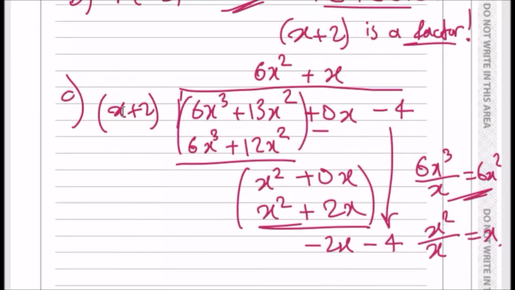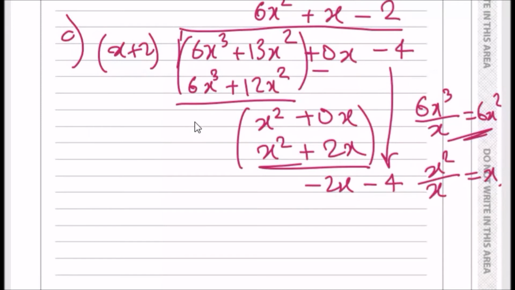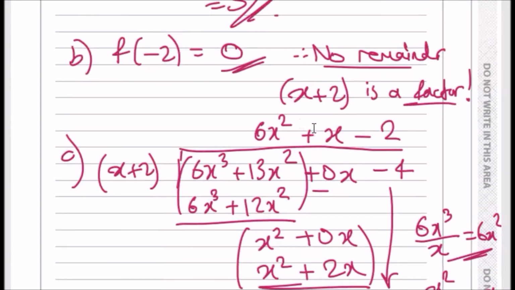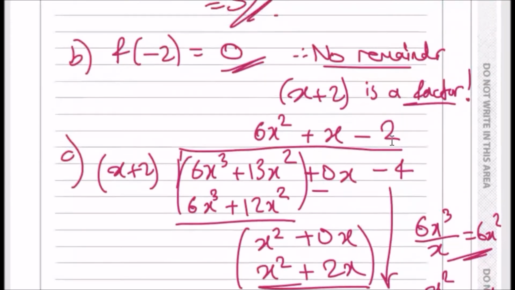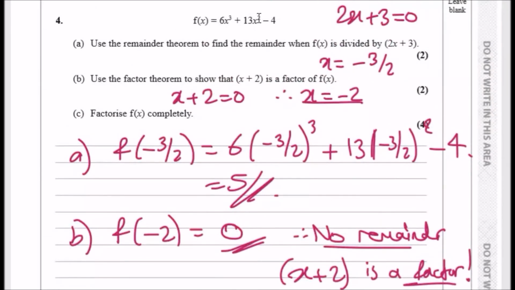Ask yourself, how many times does x fit into minus 2x? It fits in exactly minus 2 times. Multiply minus 2 with the factor, and voila, you should get an identical expression, which is minus 2x minus 4. And again, this will give you no remainder. And that's it, guys, you did it. So now you can effectively say that when x plus 2 is multiplied by the quotient bit, the quadratic bit, you should get the cubic f(x) expression.